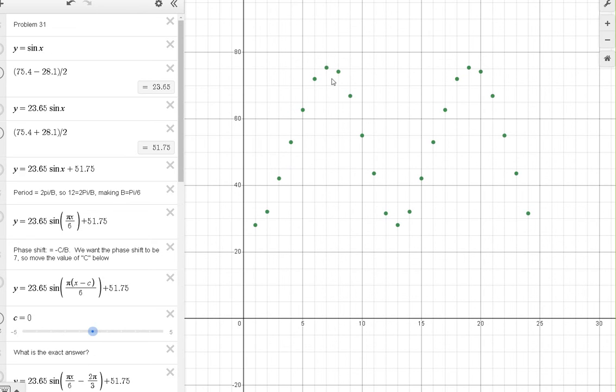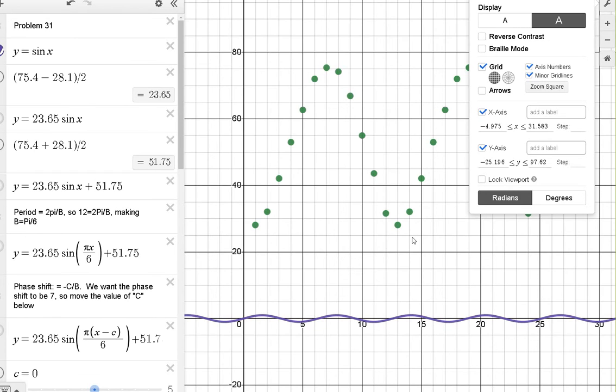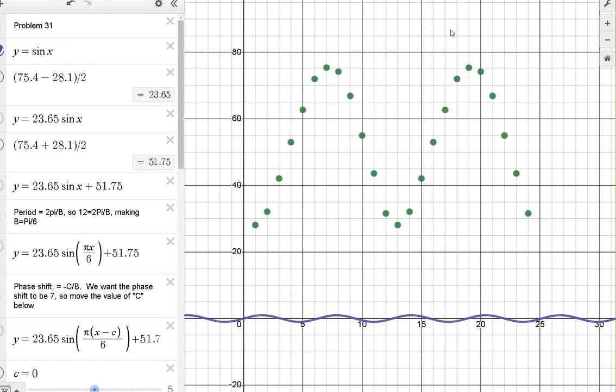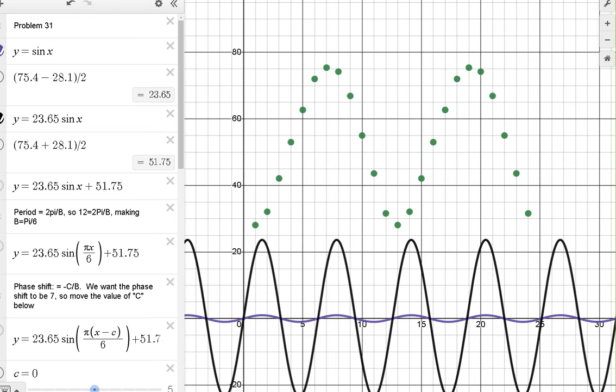So you might look at this and say, yeah, it's got kind of a nice up and down shape. And you plot the sine function and realize, oh, wait a minute. Sine function is a little bit lacking there. So the easy thing to do, first of all, is to adjust the amplitude. You could take the high point, which is 75.4 degrees, and the low point, which is 28.1 degrees, subtract them and divide by 2. Dividing by 2 gives you your amplitude. So I'll change this by changing the amplitude.